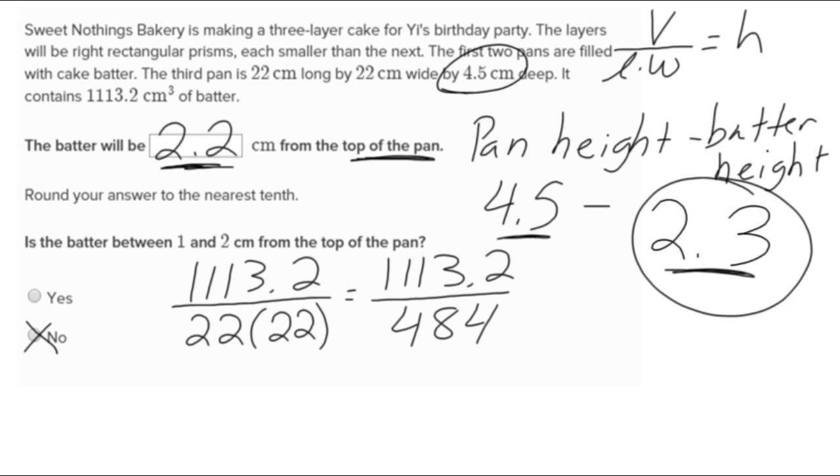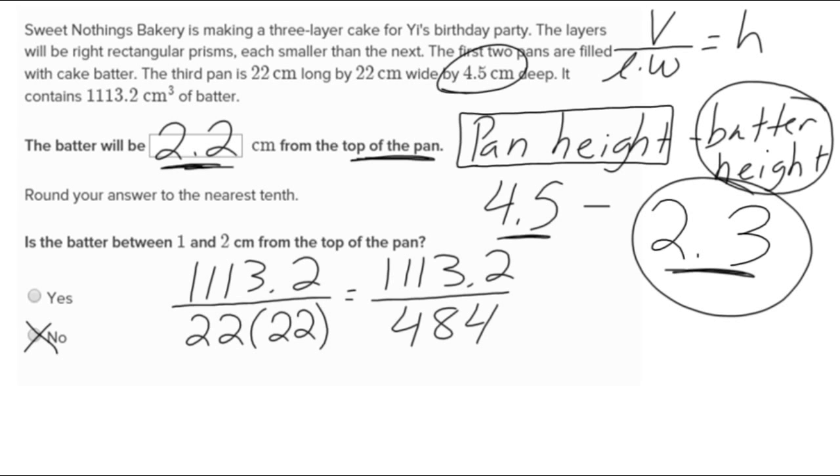Just a little overview. What did I do? The pan height was given as 4.5. To figure out the batter height, I had to use this formula. Once I did that, I found the difference. Let's go on to the next problem.